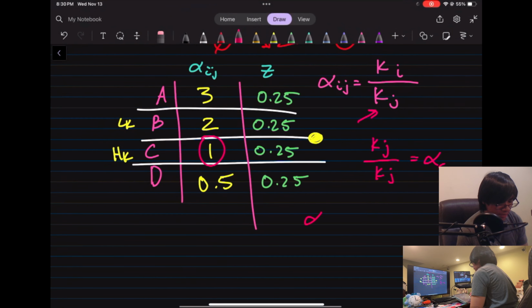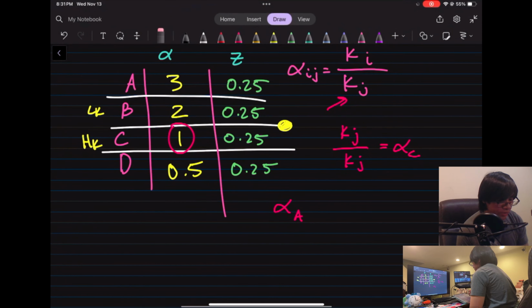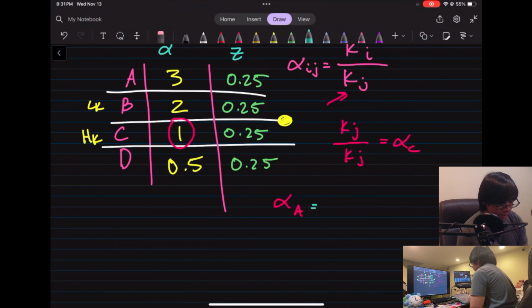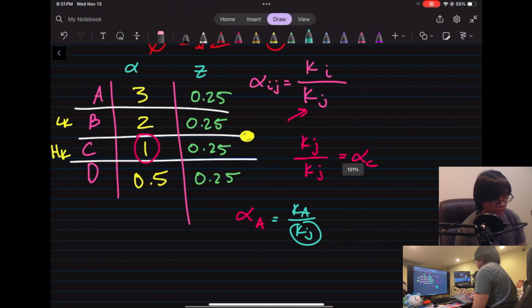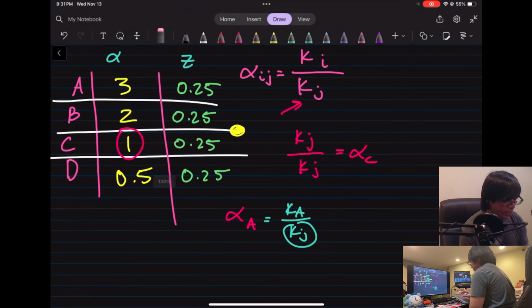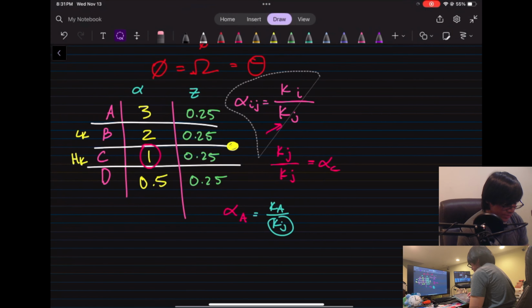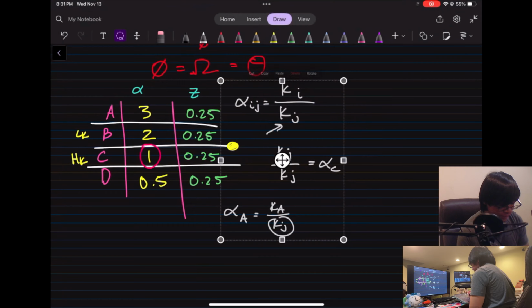For alpha A, I mean, it's not really alpha ij anymore, but anyway, so for the relative volatility of A, we would say it was Ka over Kj. So you're dividing all of these by the reference point. That's our reference point, the K value of our heavy key. So that's a little aside, but I wanted to get that out of the way.